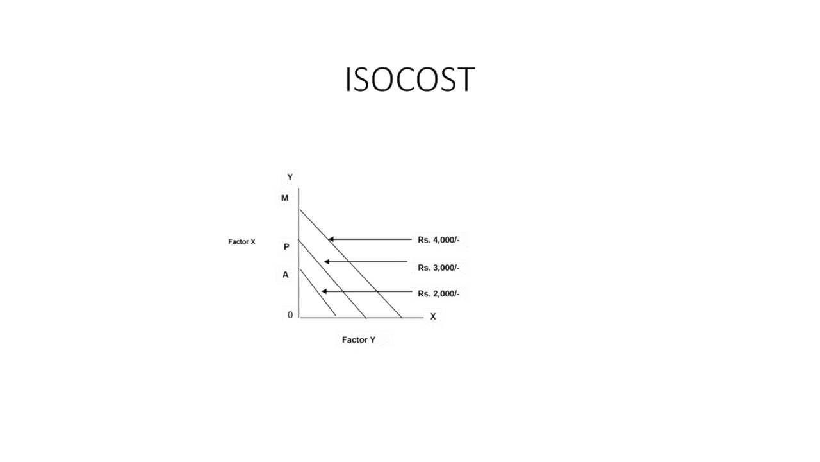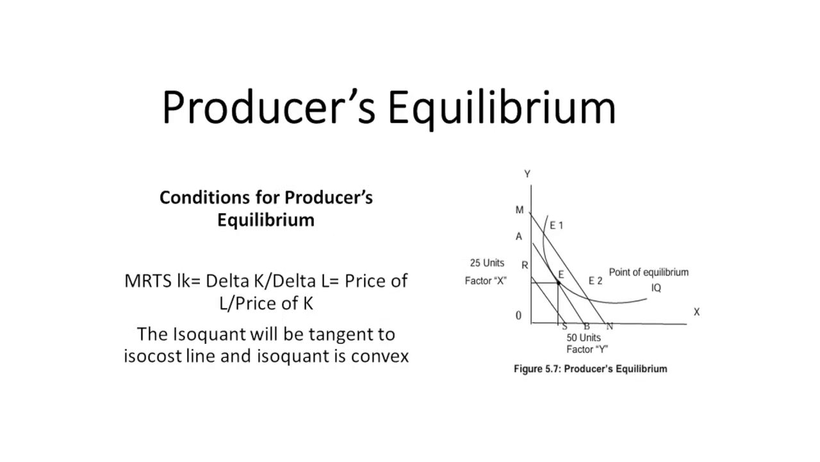Now we will see the producer's equilibrium. What is a producer's equilibrium? It is a state of rest. Every producer wants to make maximum profit, but with minimum cost. That is the ultimate aim of the producer.